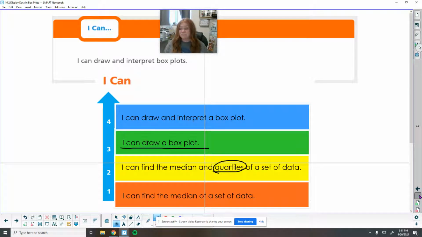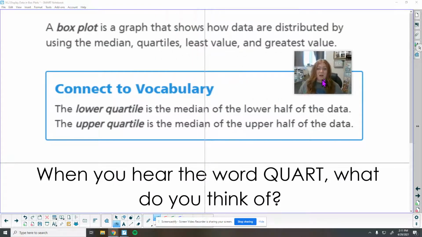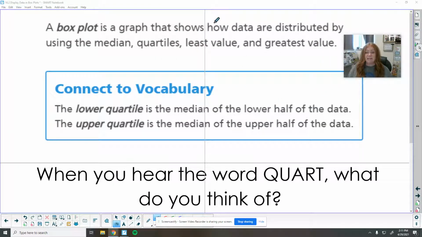box plot. So a box plot is a graph that shows how data is distributed, so how it's spread out. So we find the median, we find these quartiles, which we'll talk about, the smallest value and the greatest value.